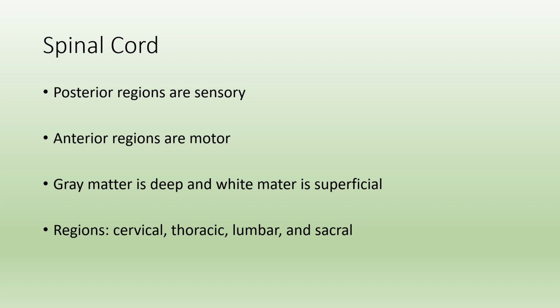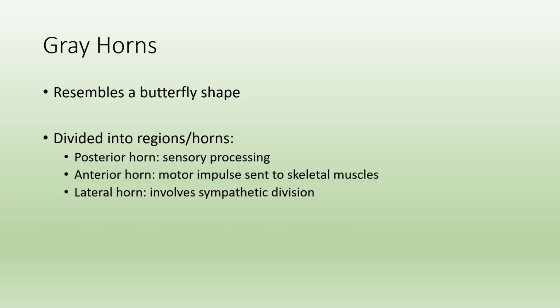We divide the spinal cord into different regions, the cervical, thoracic, lumbar, and sacral regions. When we look at a cross-section of the spinal cord and we look at the white versus the gray area, we refer to the gray areas as horns. It kind of resembles a butterfly in the shape of it. So those horns are divided themselves on each side of the butterfly, if you will, into three parts. There's the posterior horn, the anterior horn, and the lateral horn.